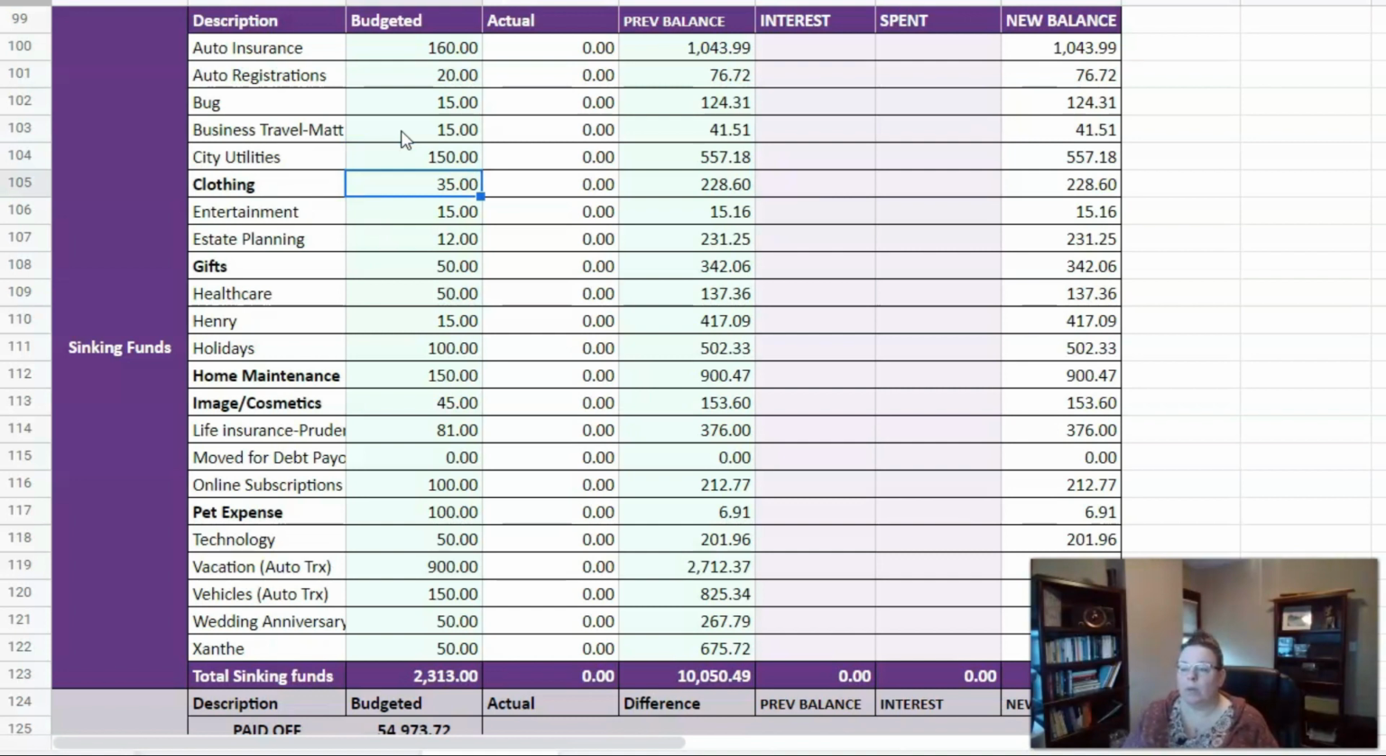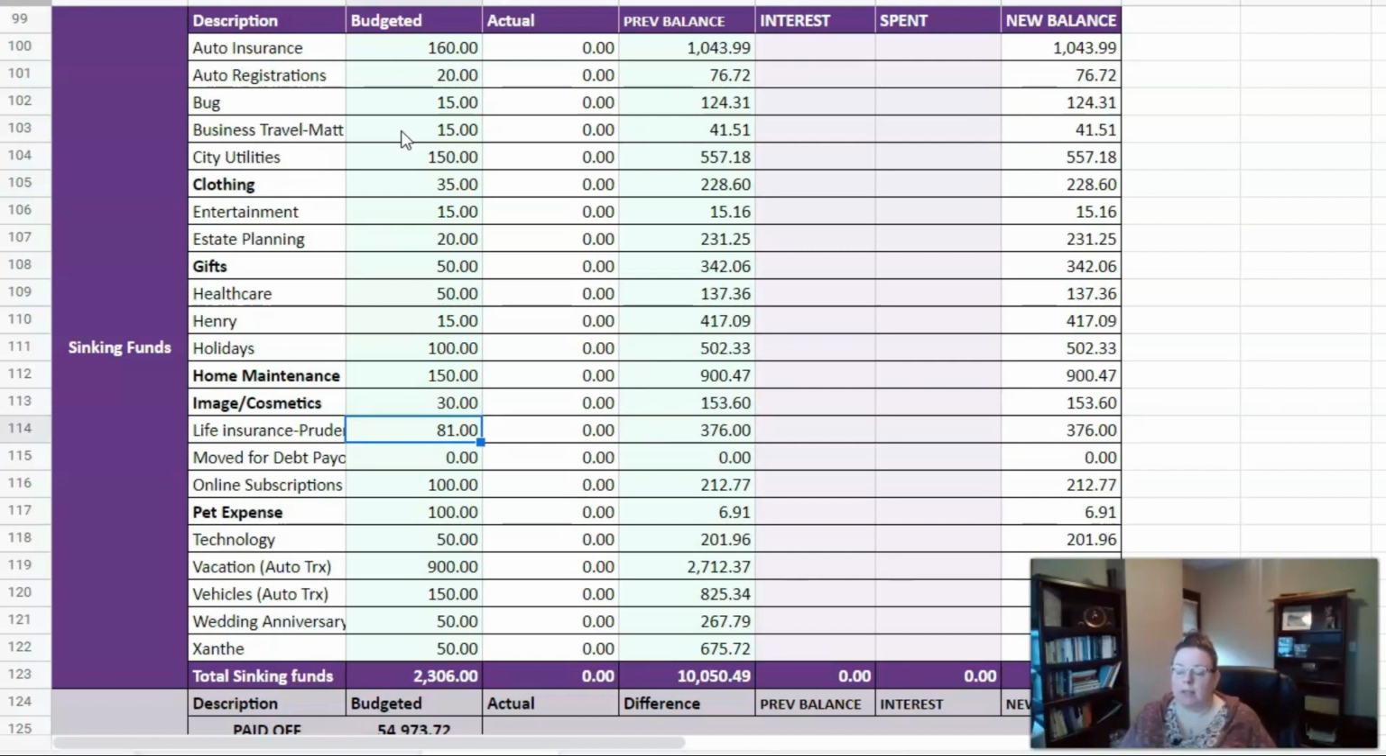City utilities, I'm going to put in $150 instead of $100. Clothing is $35. Entertainment is $15. Estate planning, I don't know how that ended up being $12, but we're going to make it $20. Gifts is $50. Healthcare, $50. Henry, again, another fund that I have just in case we need it for anything, $15 for him. $100 for holidays, $150 for home maintenance. Image cosmetics, we're going to do $45. Actually, I'm going to make that $35 because I am not getting my eyebrows done anymore, and so we don't need as much every month for that. Actually, I can make it $30 because I was doing my eyebrows every 5 weeks.